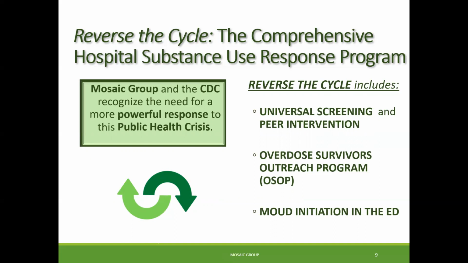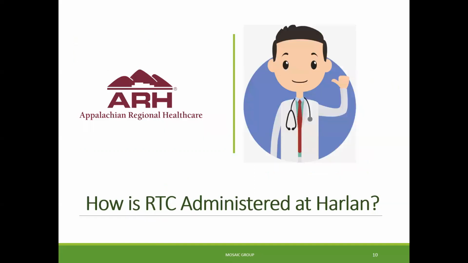There are 3 components of this program. One is universal screening and peer intervention, the overdose survivor outreach program known as OSOP, and then there is the initiation of medications for opioid use disorder in the emergency department. Now I'll walk you through how Reverse the Cycle will be integrated into your existing workflow in the emergency department.